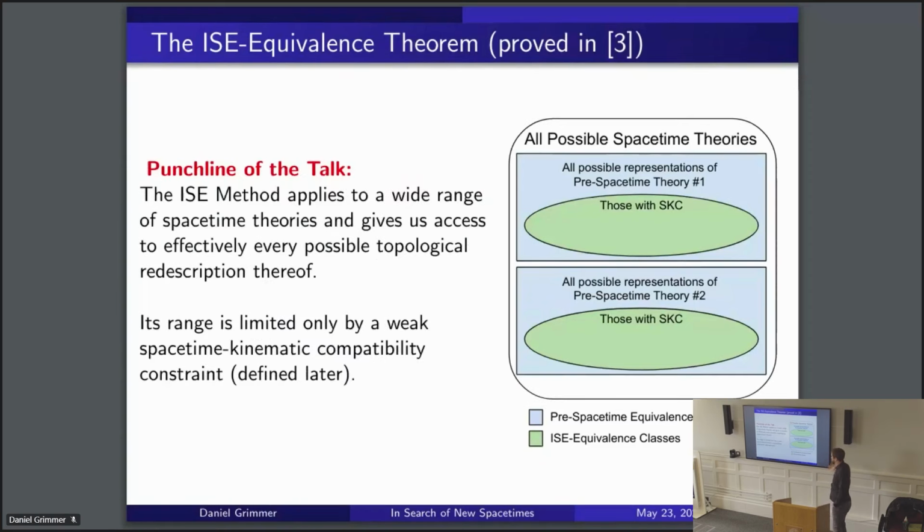And that's in fact the punchline of the talk. If you just take one thing away, the ISE method applies to a really wide range of space-time theories, and it's supposed to give us access to every possible topological redescription thereof. And its range is only going to be limited by a weak space-time kinematic compatibility constraint that I'll define later on. So that's the scope of the topological redescription tools that I've spent my thesis building.